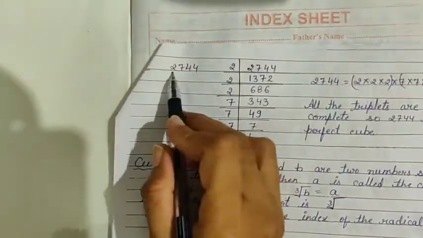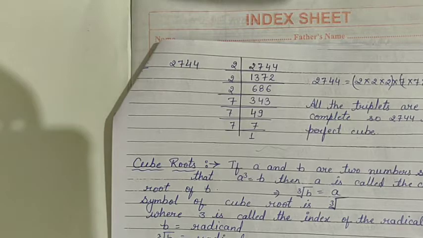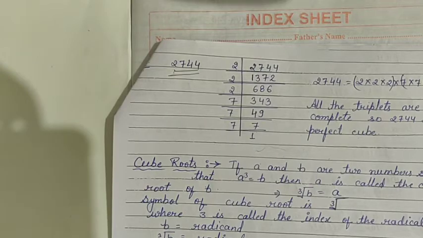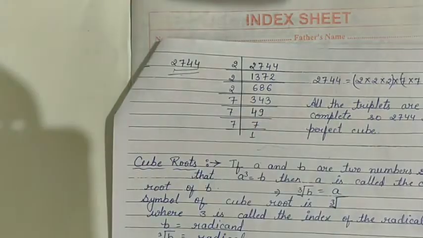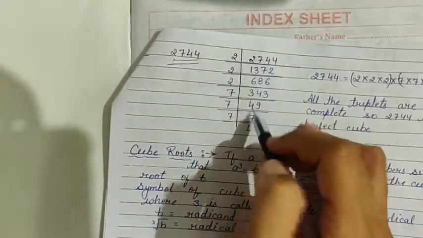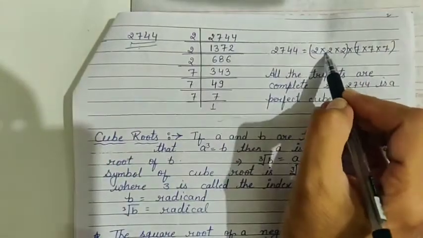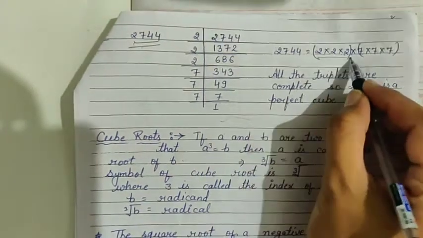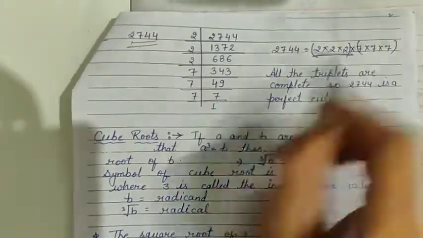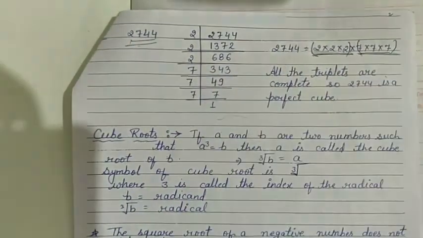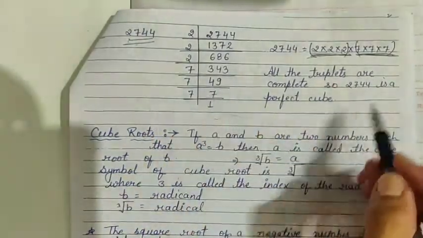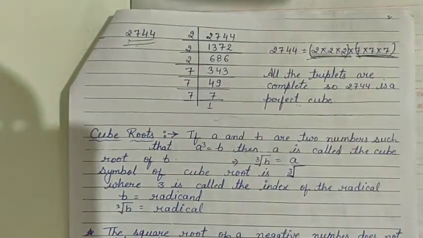For example, 2744. We have to check whether 2744 is a perfect cube or not. So firstly, we will find the prime factors of 2744, and the prime factors of 2744 are 2 into 2 into 2 into 7 into 7 into 7. 2 into 2 into 2 is a group of triplet and this is also a triplet. So all the triplets are complete. It means groups of 3, 3. So 2744 is a perfect cube.